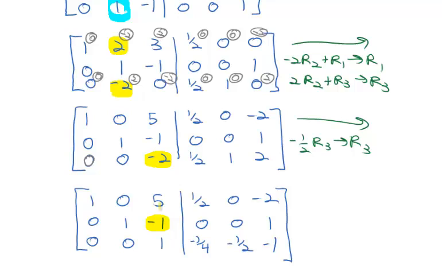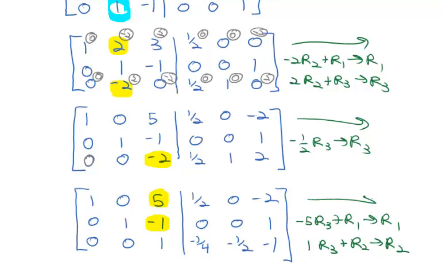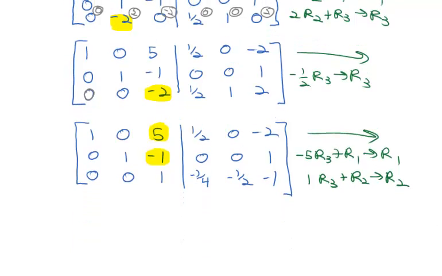Now we'll focus to get zeros above the 1 by multiplying by opposites. We take -5 times the pivot row 3 and add it to row 1 to get the new row 1. Similarly, in the second row, we'll take the opposite +1 times row 3, add it to row 2 to get the new row 2. And this should be it.